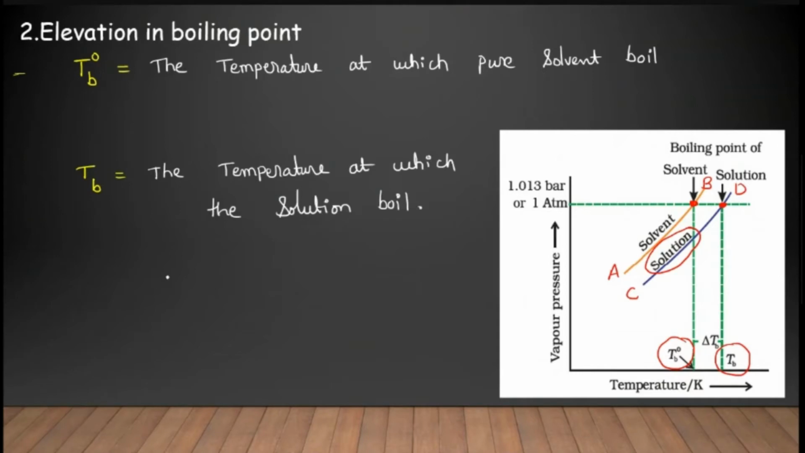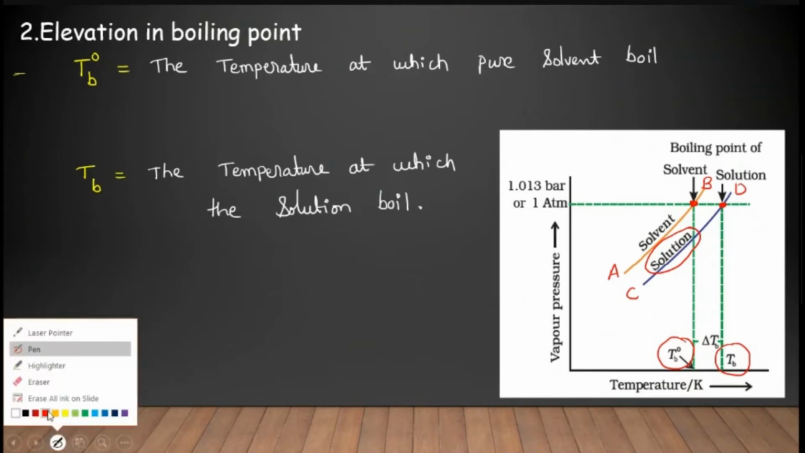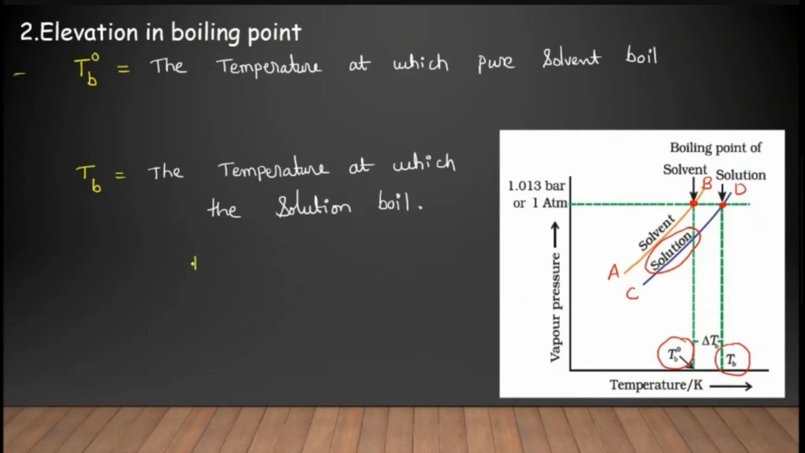So obviously you know that TB is greater than T naught B, right? TB should be greater than T naught B. Okay, because the temperature at which a solution boils must be greater than the temperature at which a pure solvent boils.